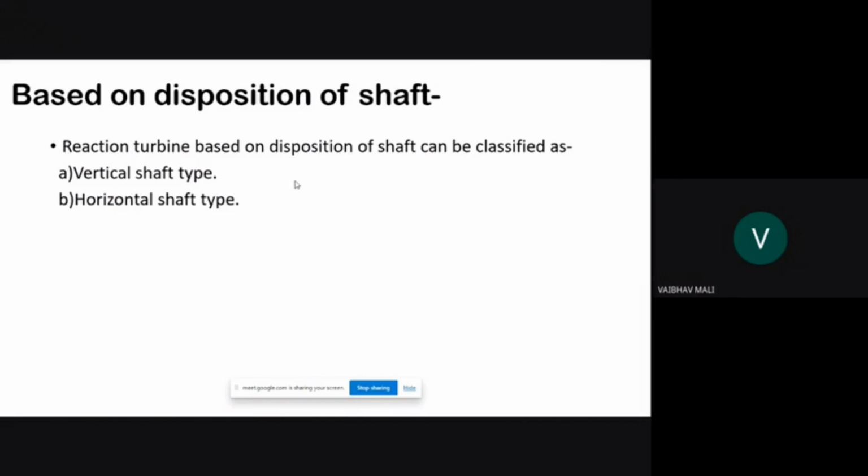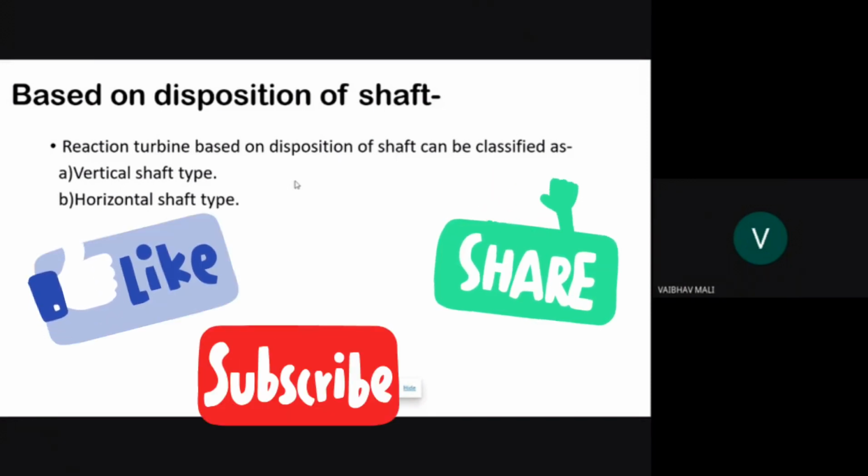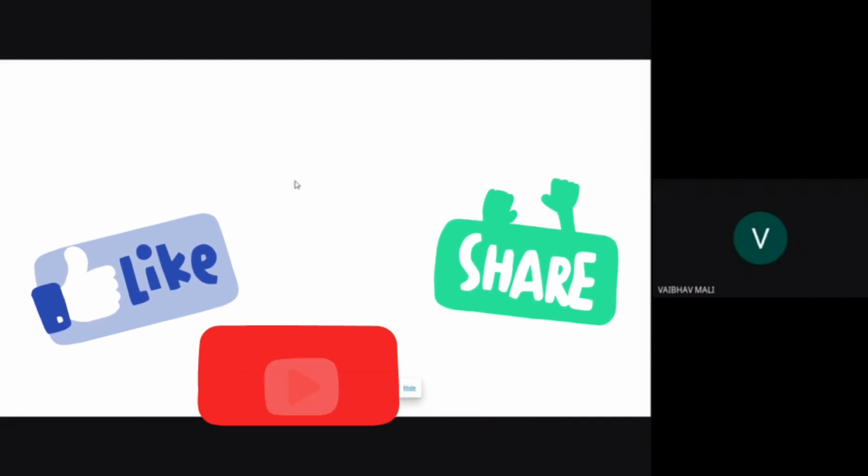Based on the position of the shaft, the reaction turbine can be classified as a vertical shaft type and a horizontal shaft type. So this is all about the classification of turbines.